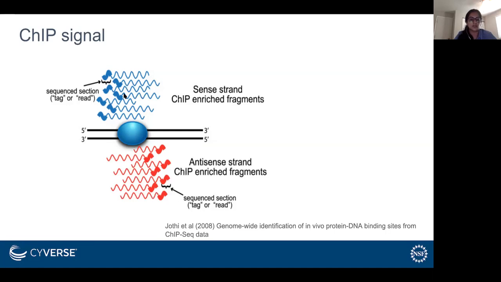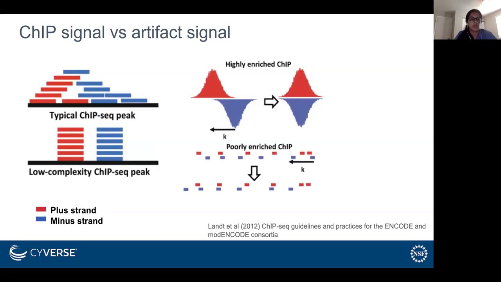You see here the fragments on the sense and the antisense strand, and the dark region represents the sequencing tags. This is on the 5' end because of the nature of short-read sequencing. This is how a typical ChIP-seq signal looks, and this distribution pattern is used by the ChIP-seq peak identification programs to do the peak calling.